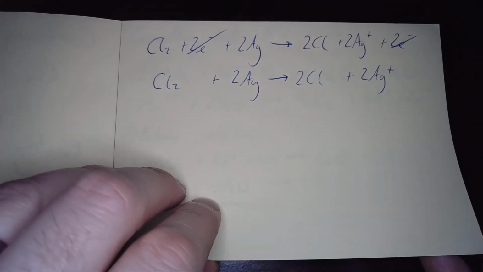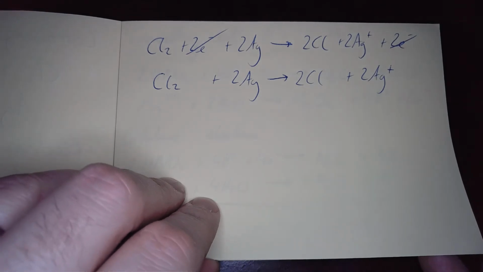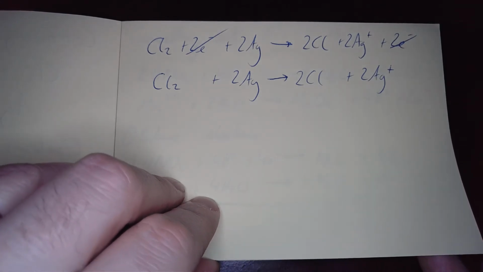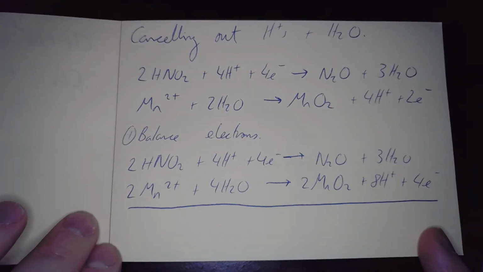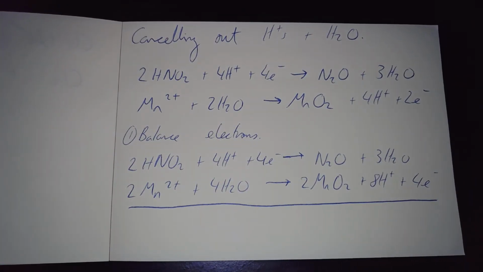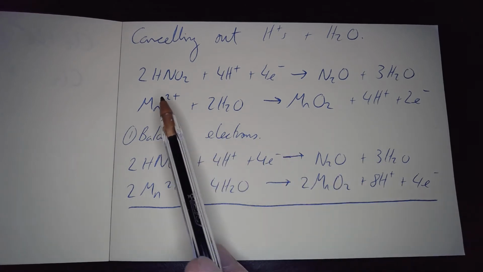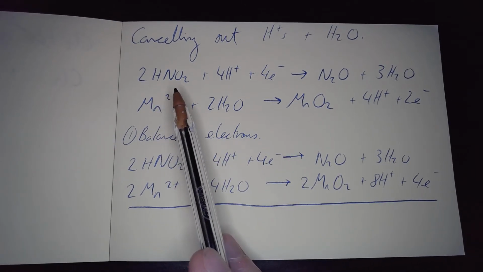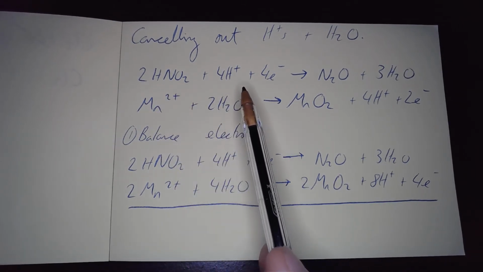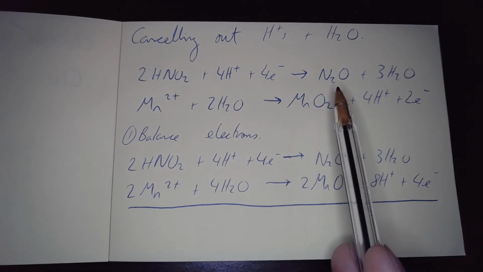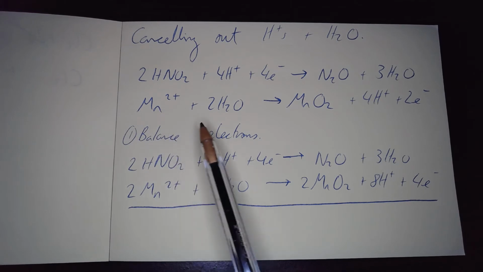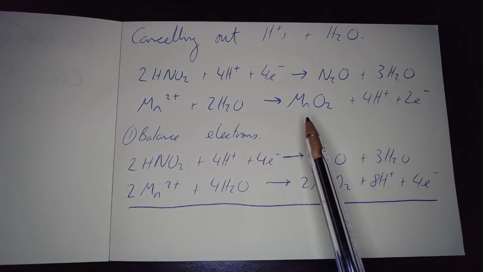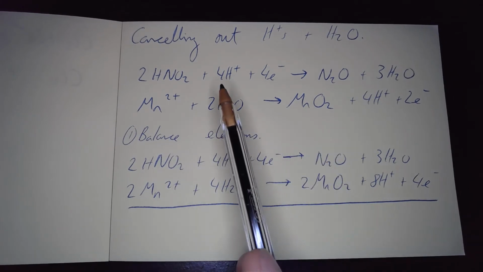Now, some half equations are in acid conditions, for example, or alkaline conditions, and can have a lot of H plus and H2O in them. Sometimes you need to cancel that down. So here's one half equation, got HNO2, an acid, with H plus ions, going to NO2 gas and water, and we've got Mn2 plus and water going to MnO2. So you can see both of them have waters and H pluses.